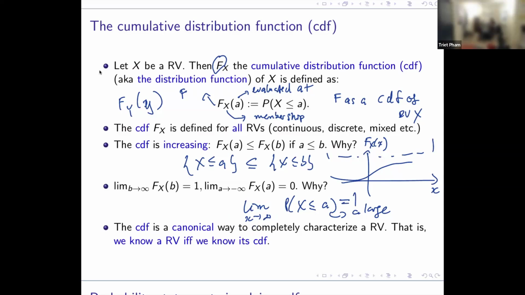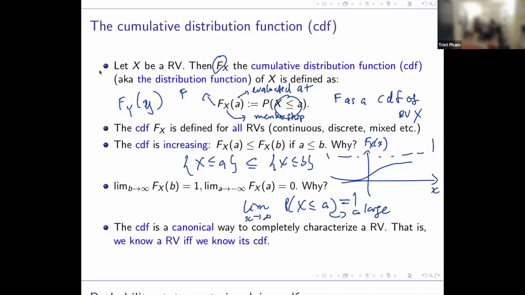But similarly, if you push the value to the left, all the way to negative infinity, what's the probability that your random variable is smaller than minus 1 billion? Not likely. Your random variable can be very negative, but if you push it all the way to negative infinity, then the probability will be so small that it's approaching 0. So this explains the statement.